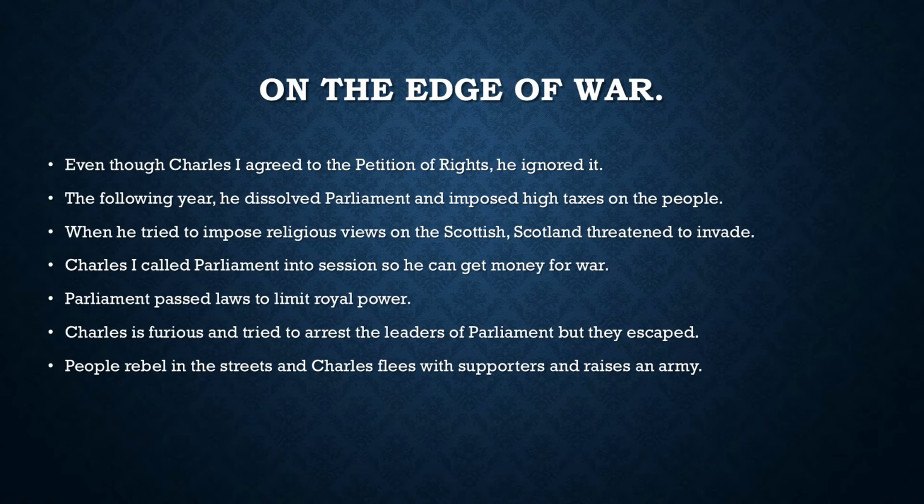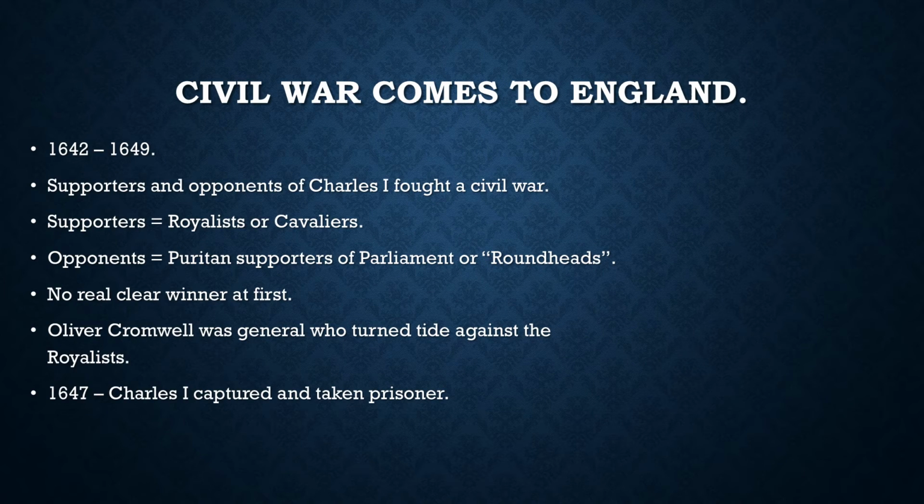The people of England are furious at Charles. They're very upset about what he's trying to do. And so he flees with his supporters and decides to raise an army. This is going to start the English Civil War. So Civil War comes to England. From 1642 to 1649, England is going to be at war with itself. So it's basically the supporters of Charles I and the opponents of Charles I. The supporters are called Royalists or Cavaliers, and the opponents are Puritan supporters of Parliament, or the Roundheads.